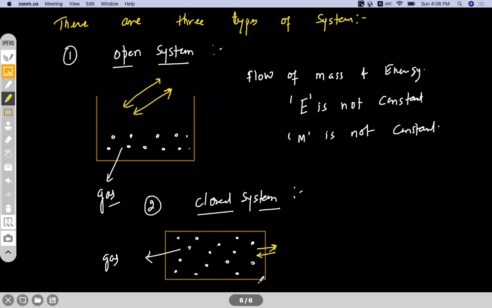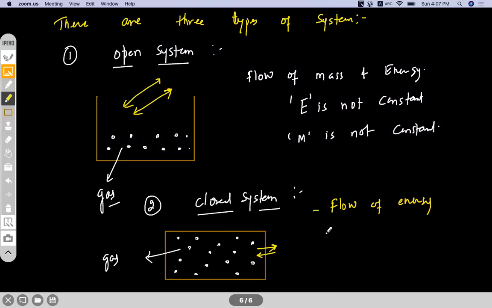Right. So you must have seen that if you have a steel flask, or simply one steel glass, and you put hot water into it, you can feel the heat outside the glass also if you hold it. Why? Because the heat is getting transferred across the wall of the glass. However, the water is not coming out. Mass is constant, but heat is getting exchanged. So what is happening here? In this case, flow of energy is possible, but there is no exchange of mass. So M is constant, mass is constant, E is not constant. Energy is not constant because it is getting exchanged. Copy this down.